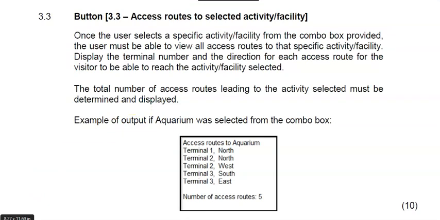What we are asked to do in button 3.3 is to find all the different terminals and directions of the activity that the user selects from the combo box. We also need to count the number of access routes leading to this activity. All activities are not in all of the rows and columns really of my 2D array, so we have to go and find them. Press pause and try it yourself.